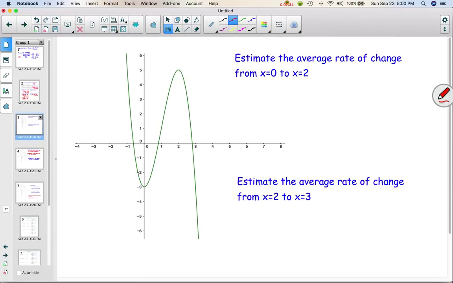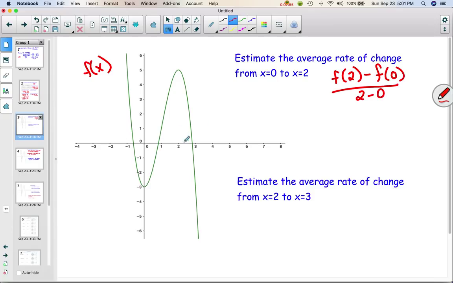Okay, what do you do if you have a graph and you need to estimate the average rate of change? In this case, from x equals 0 to x equals 2. So let's call this graph f of x. So if I want to estimate the rate of change, I need to know f of 2 minus f of 0 over 2 minus 0.